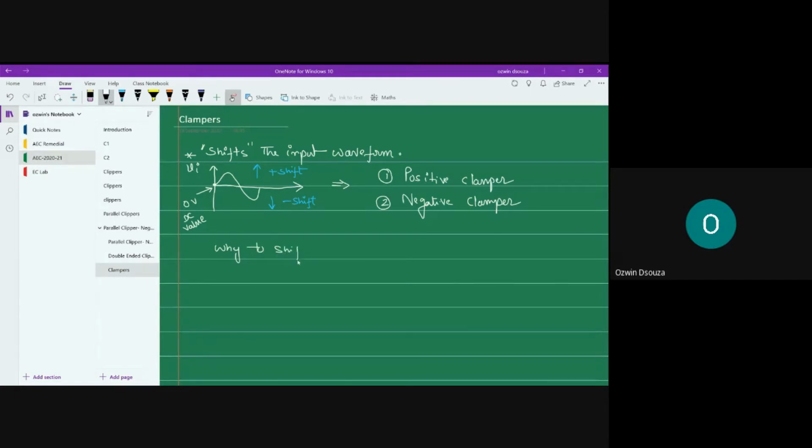Now, why do we need to shift the waveform? Why shift? By doing so, do we get any advantages? Now, in our electrical circuits, for example a transformer, we would expect the input waveform to start from the 0-volt level. That's because if your input waveform has any offset value, let's say plus VDC or minus VDC, the transformer core gets saturated. So that is very objectionable.